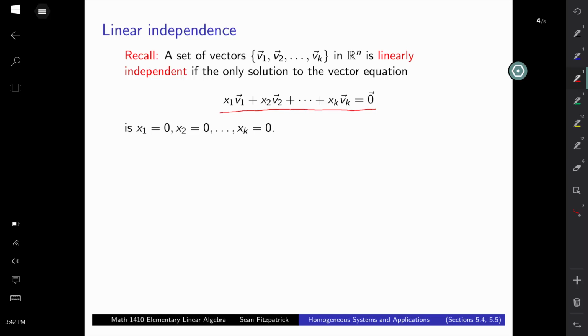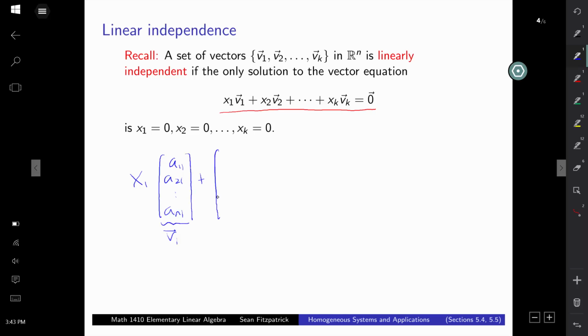And we know that this gives us independence because if one of the x's is not 0, then I can solve for that vector in terms of the other vectors, and then I would know that my vectors are dependent. So this leads to a system of equations. If v1 looks like a11, a21 down to an1, so that's v1, this guy here.